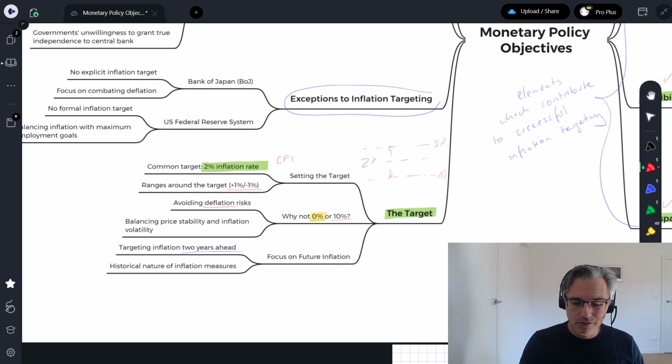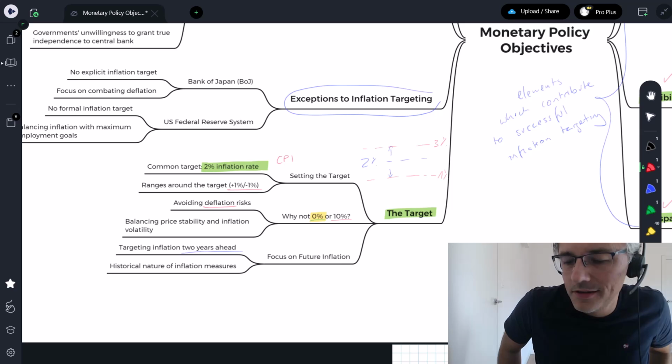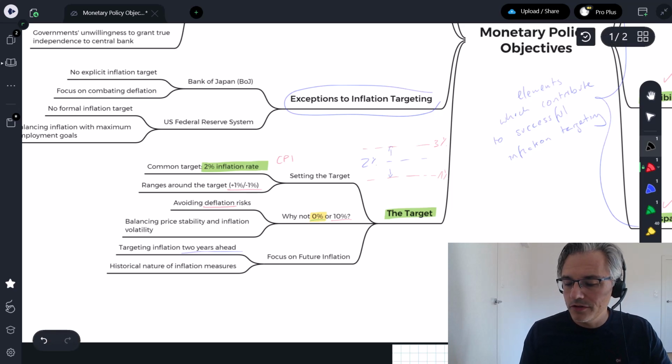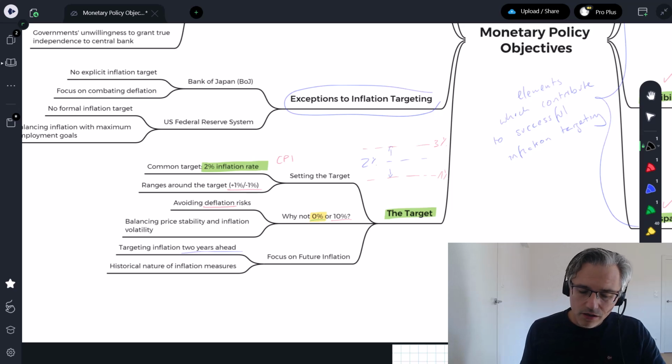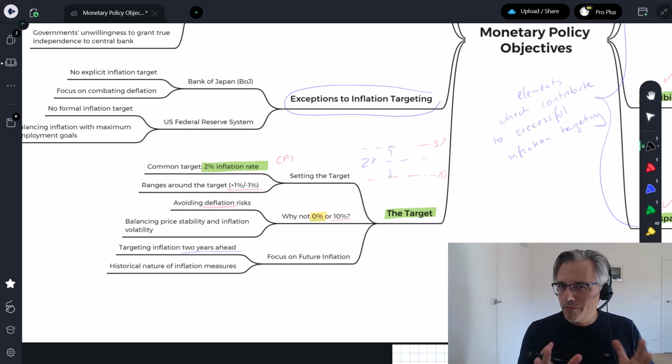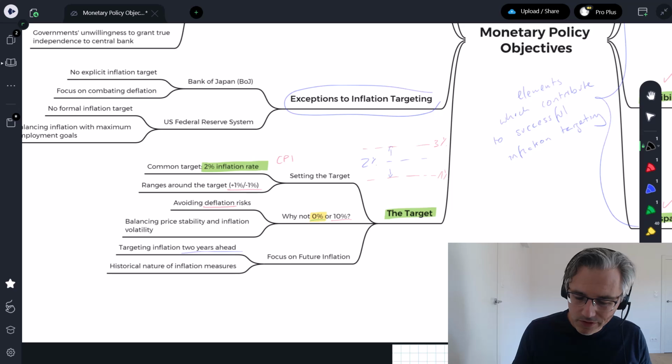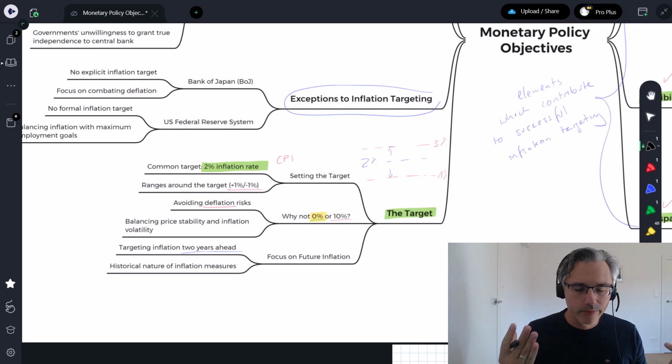It becomes very volatile and unstable. It's very difficult, especially for businesses, to continue planning reasonably because they don't know what prices they'll face. So that's why we go for a moderate target, typically of something like 2%, but there is nothing too scientific about 2%.